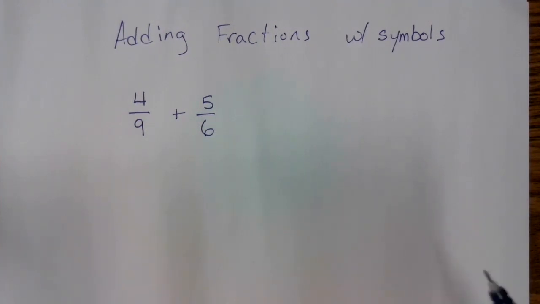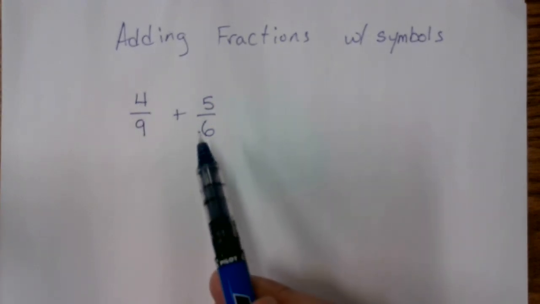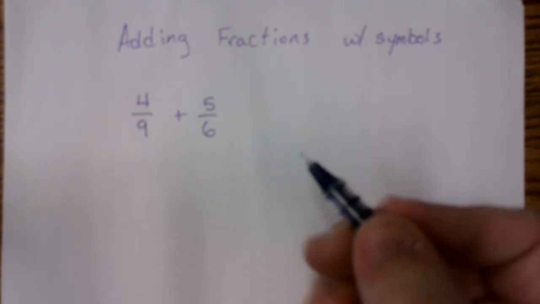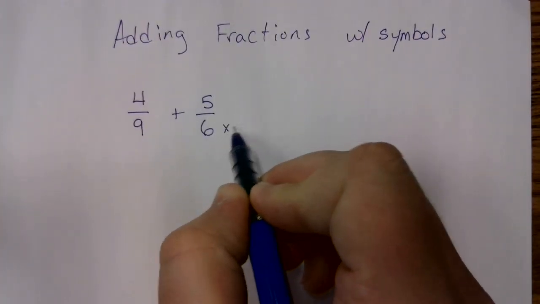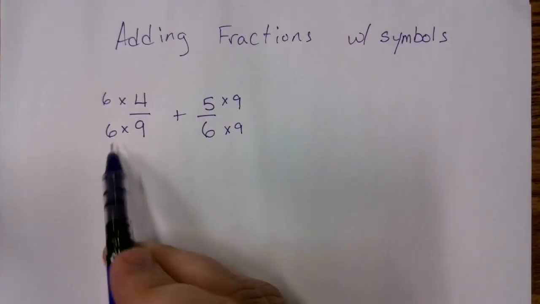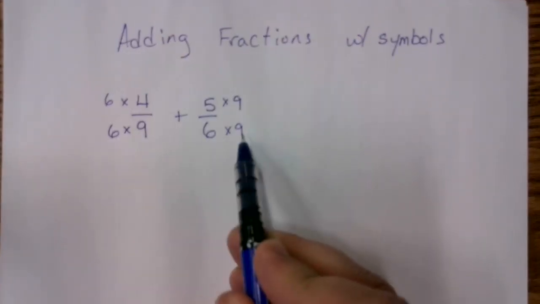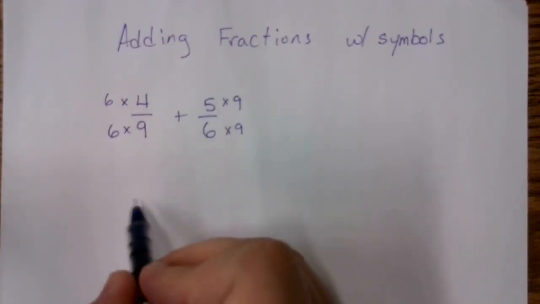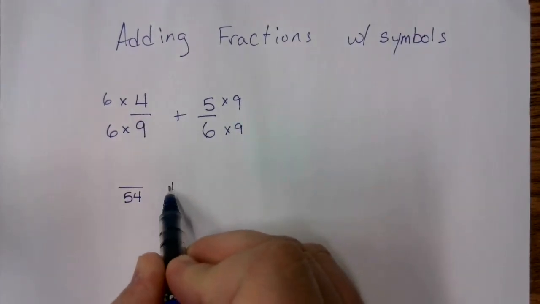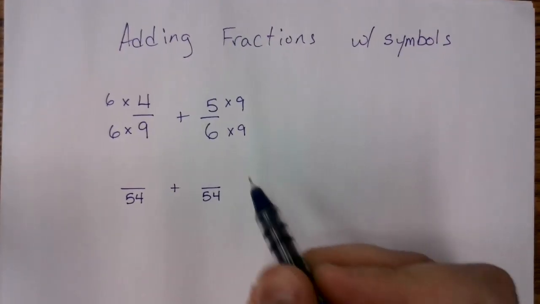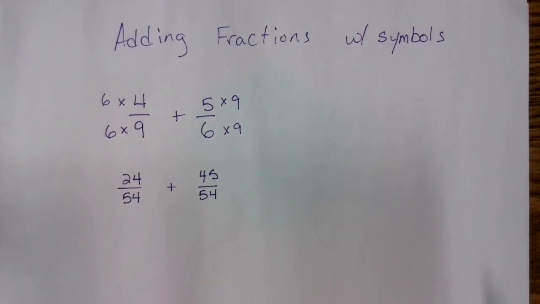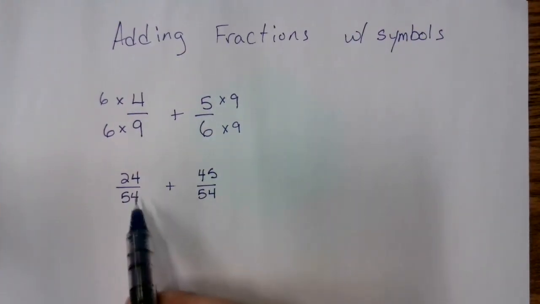One way to add these fractions is to multiply the denominators by each other to get a common denominator. So in this case, I'm going to multiply this side by 9. I'm going to multiply this side by 6. Because 6 times 9 and 9 times 6 are the same equation, we know we're going to end up with the same denominator of 54. Our new numerators are 45 and 24. And now we can go ahead and add.